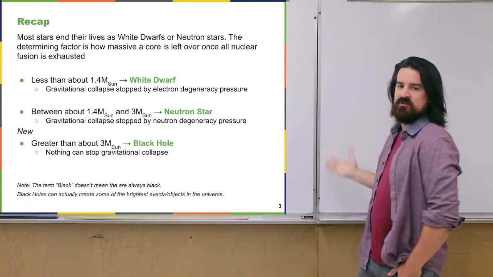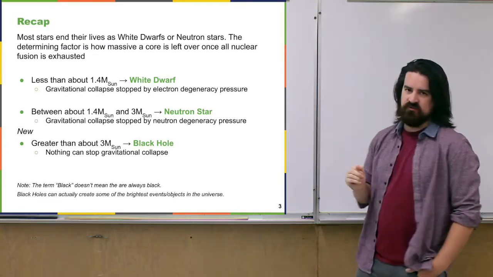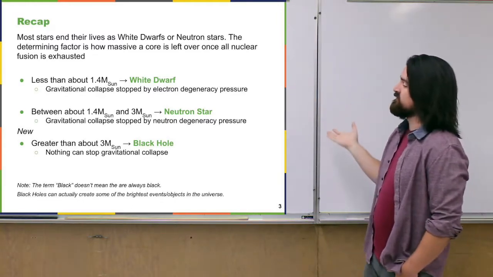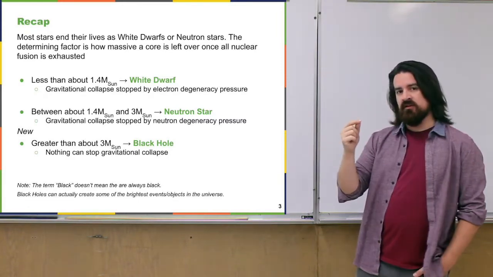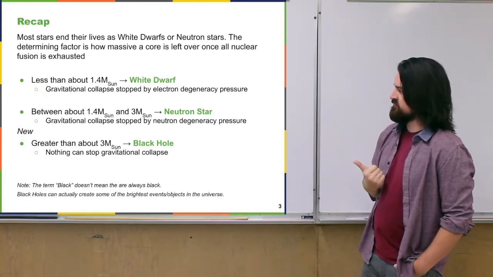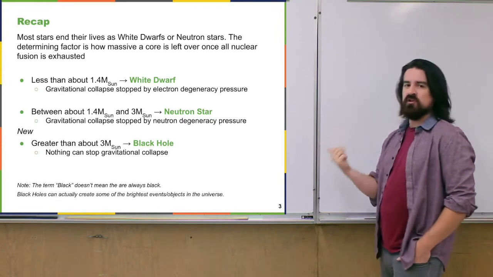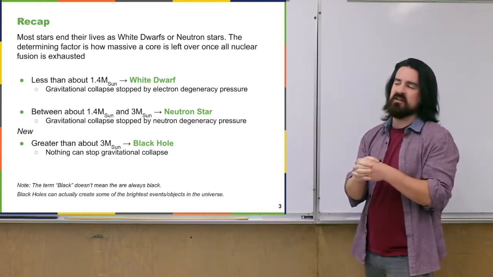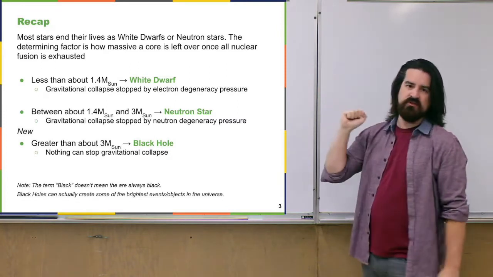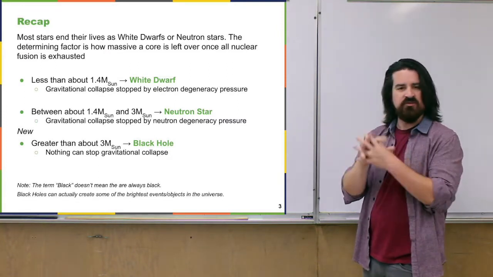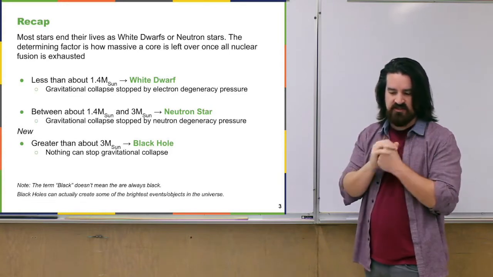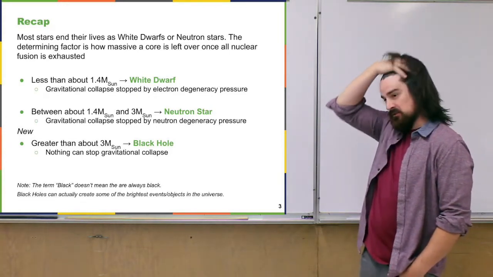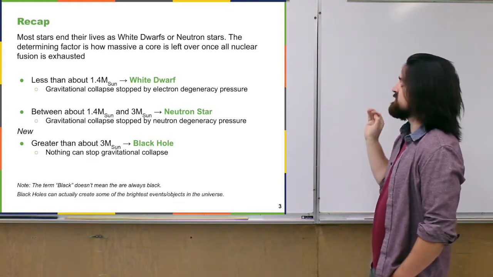The new thing now is what happens when the core that's left over after a star has finished its normal lifetime is greater than about 3 times the mass of our sun. It turns out that if you're larger than this, then the gravitational collapse, that crush due to gravity, even overcomes the neutron degeneracy pressure. And at that point, there's nothing that can stop gravity from just collapsing without end. This produces an object that we now call and understand as a black hole.